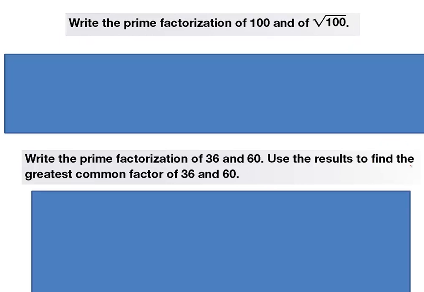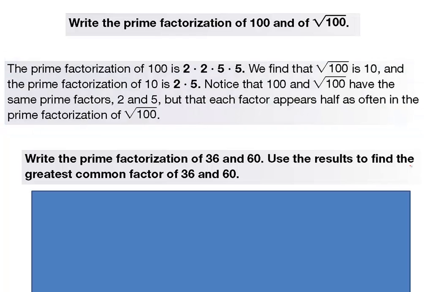Write the prime factorization of 100 and of the square root of 100. Practice it. See if you can do it. The prime factorization of 100 is 2 times 2 times 5 times 5. And the square root of 100 is 10. And 10, when we factor it, it's just 2 and 5. So you notice that they're both made up of 2's and 5's, but 100 has twice as many as the square root of 100 because it's the square root.